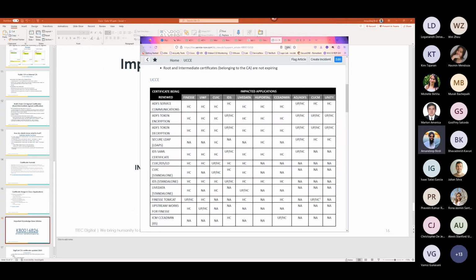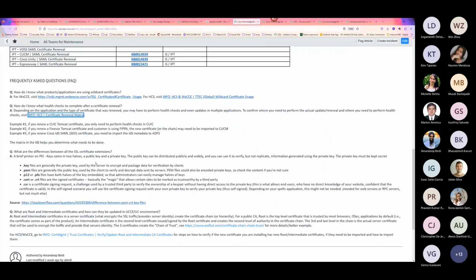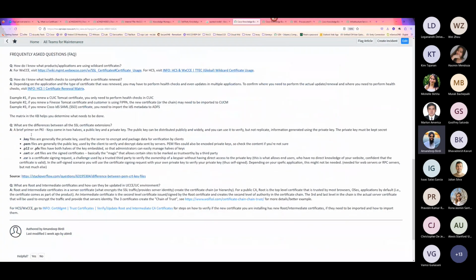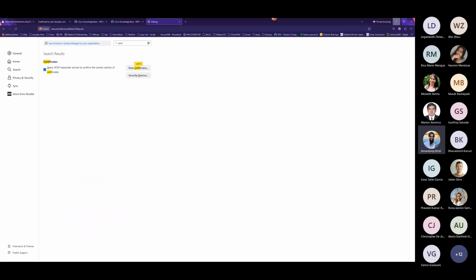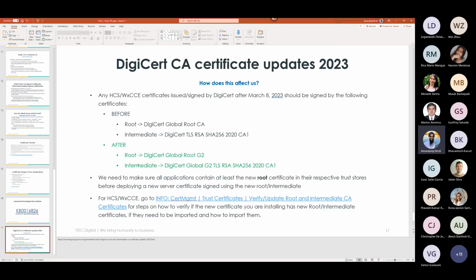All right, so that's that one. And yeah, I talked about the different formats here. I talked about the root and intermediate certs, but I'm going to take 5 minutes to talk about this as well, right? Because this KB is what I was showing before, and this KB was inspired by the changes made by DigiCert, which is what this last slide is.